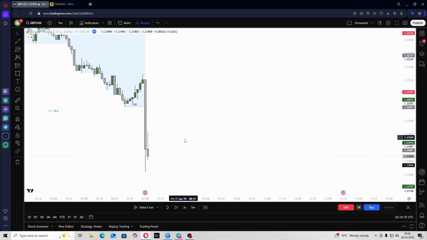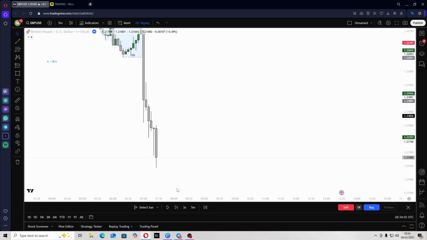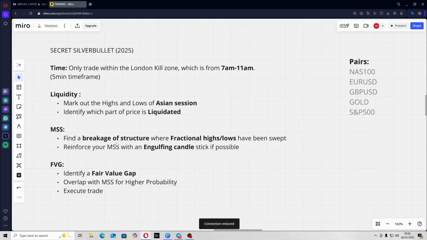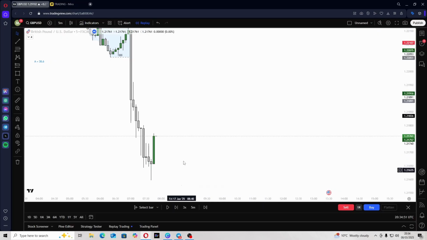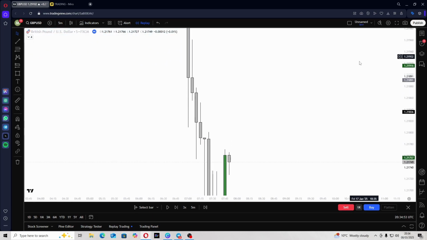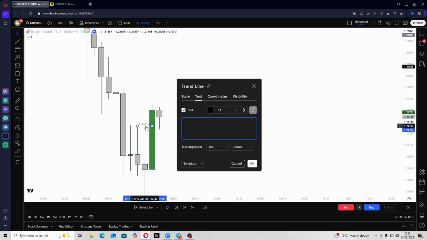Okay, I'm going to play price forward, and all I'm going to be waiting for is our break of structure where fractional highs and lows get swept. So I'm going to keep playing price forward, keep it going. There we go. We just got a big engulfing candlestick, which took out this point right here. You can see the candle before it is kind of above it, but still on the same level, and the candle after it is way below it, which we're going to count as our market structure shift because this move doesn't happen often. So we need to get in as fast as possible.